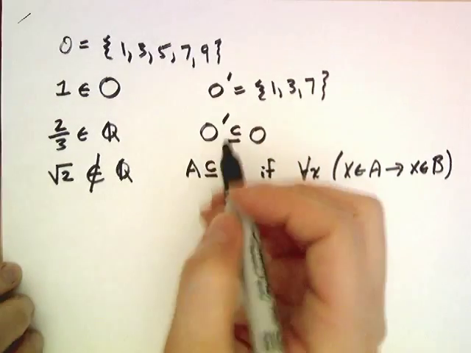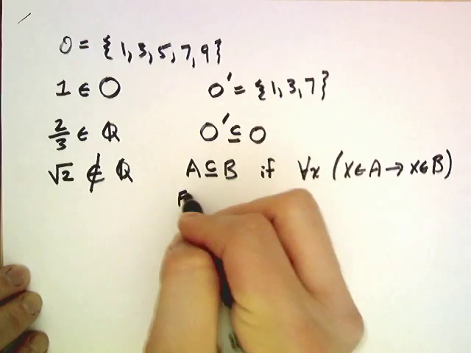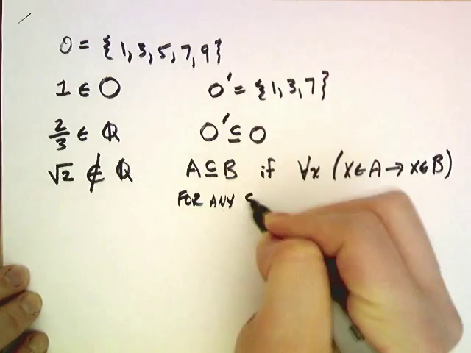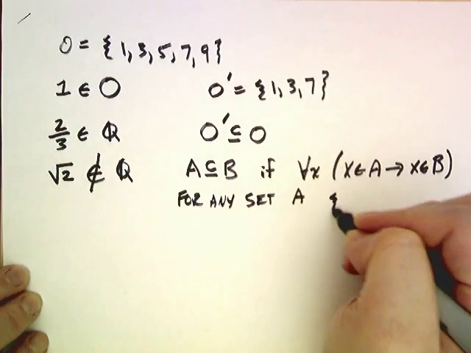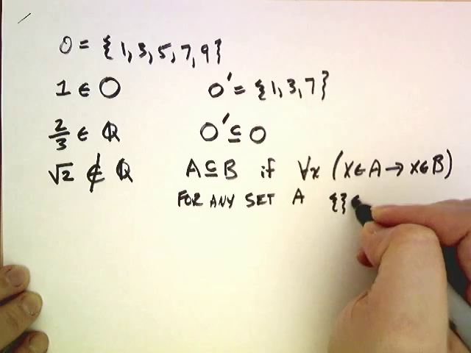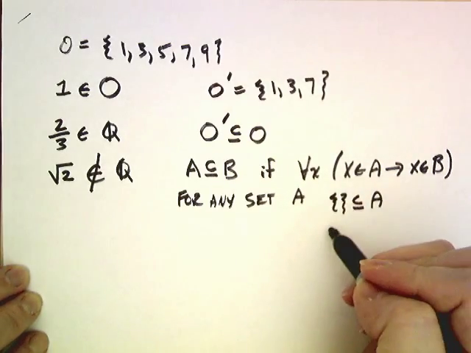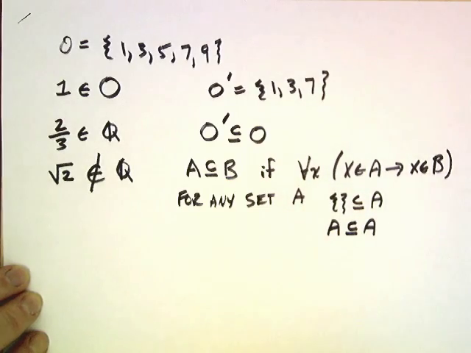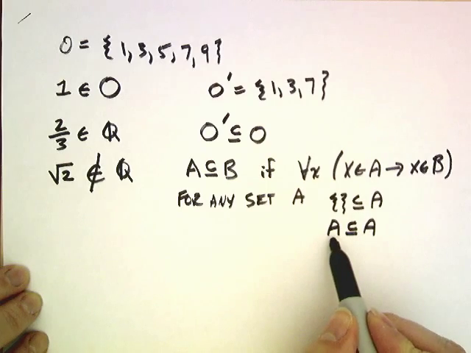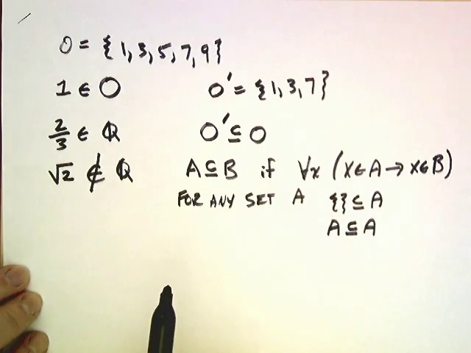Two special facts to notice here are that for any set A, the empty set is a subset of A, and also for any set A, the set itself is a subset of A. This is because any element in A is also an element of A. So the empty set is a subset of A, and A is a subset of A.